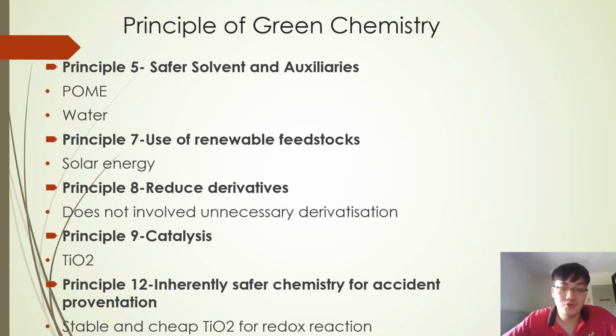The PFC system has achieved 5 principles of green chemistry. First is principle 5, safer solvents and auxiliaries. The solvents used are palm oil mill effluent, organic waste, and water, which have little or no toxicity. PFC also achieves principle 7, which is the use of renewable feedstock like sunlight for the photooxidation process to produce electron holes and electrons, and also achieves principle 8, reduce derivatives. The unnecessary derivatization like blocking groups and protecting groups are not included in the PFC system.